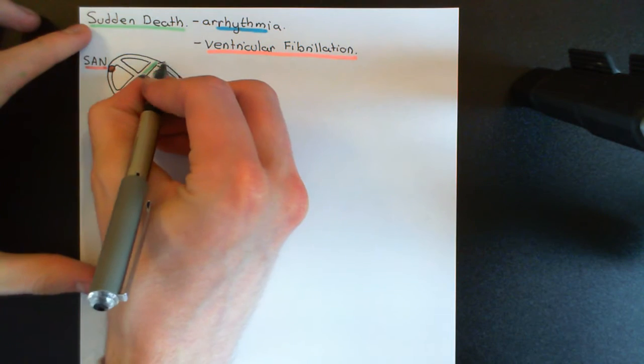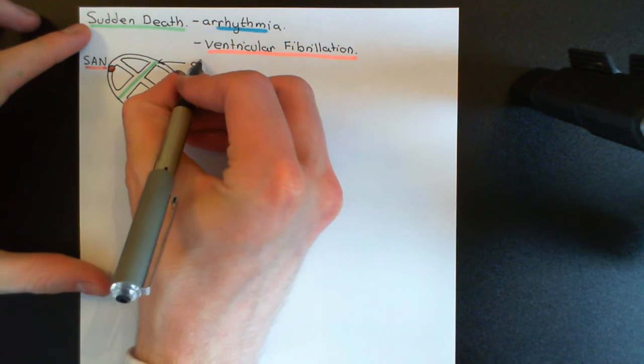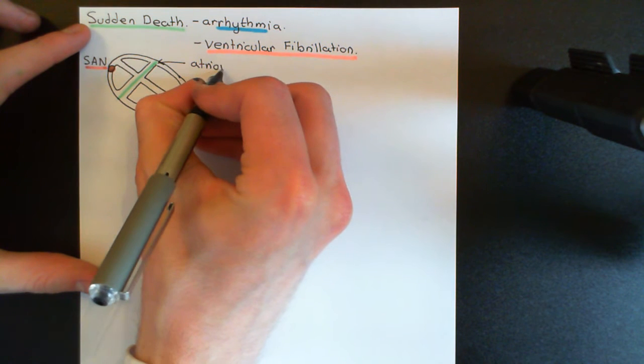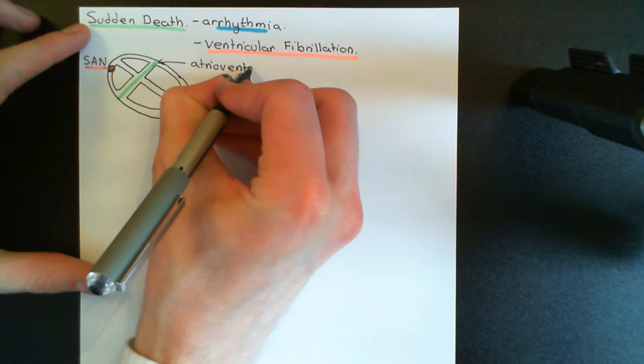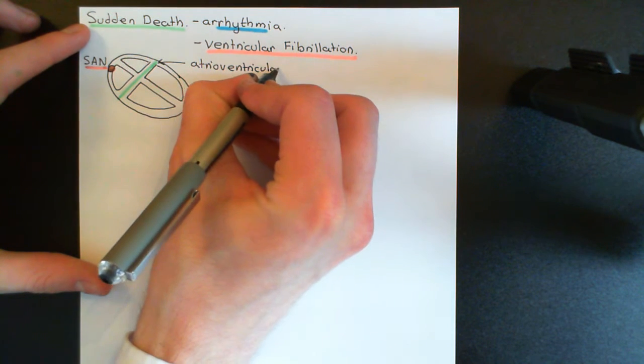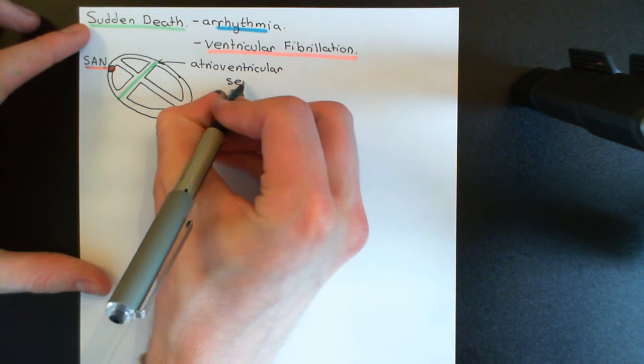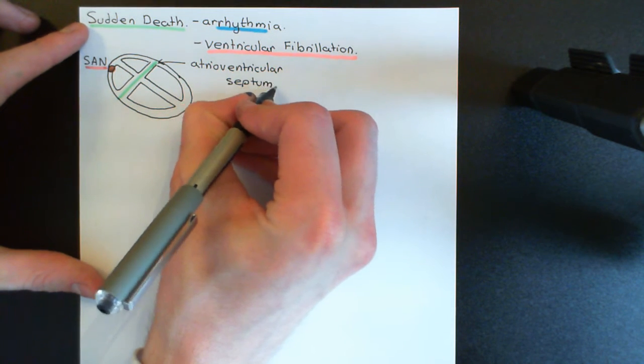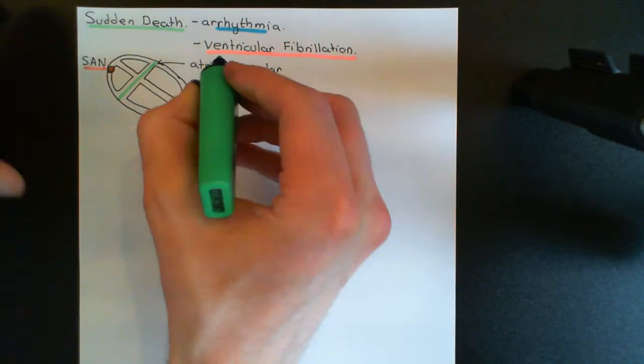Okay, so this is representing this electrical insulation, this fibrous connective tissue barrier that's going to stop the electrical signal propagating from atrial cardiomyocytes to ventricular cardiomyocytes. So this is the atrioventricular septum here.